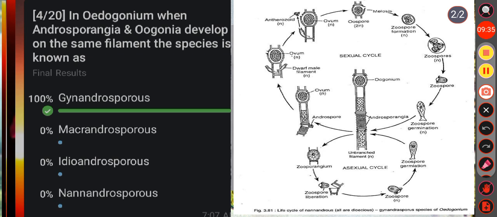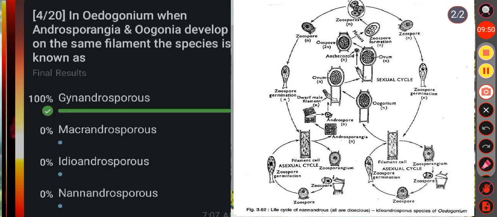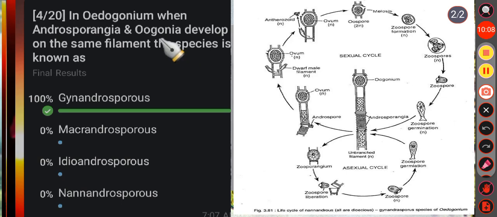Again, in some Nanandrous species where Androsporangia and Oogonia develop on the same filament are called Gynandrosporous. And those Nanandrous species where the Androsporangia and Oogonia develop on different filaments are designated as Oedoandrosporous. So here in Oedogonium, when Androsporangia and Oogonia develop on the same filament, the species is known as Gynandrosporous.